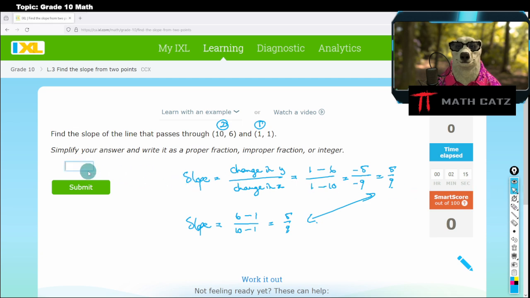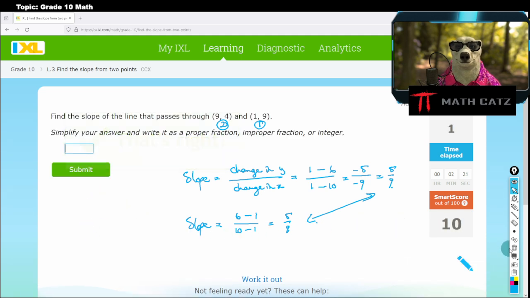We can write it as a proper fraction. We have our 5 over 9. Let's do it. Boom. 5 over 9. Of course it's right.